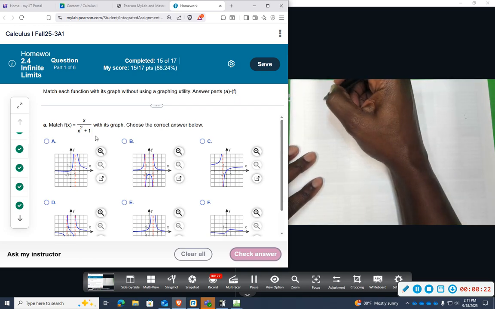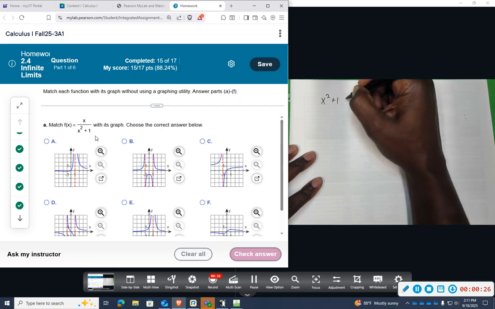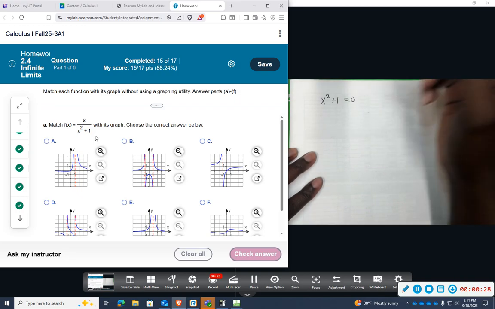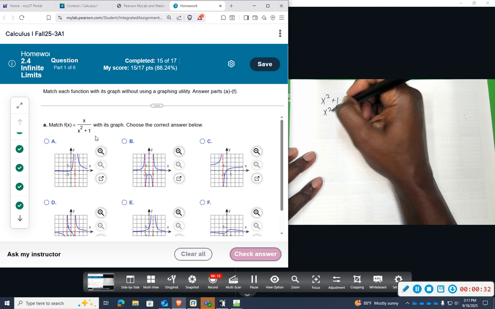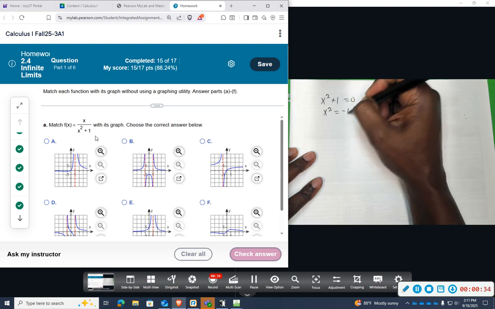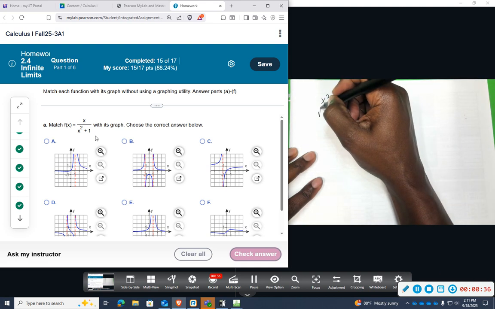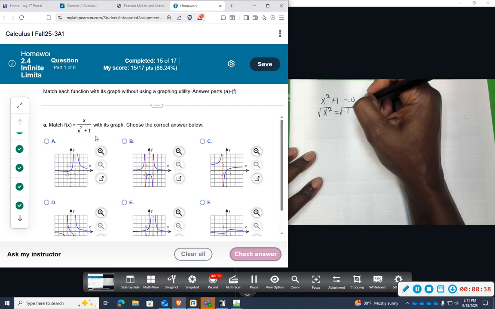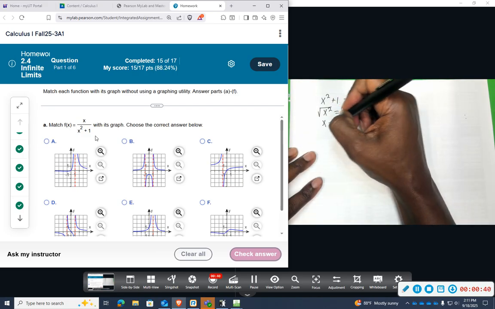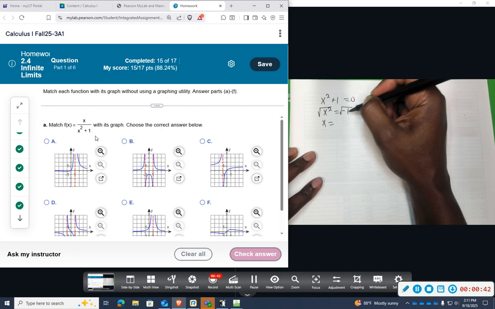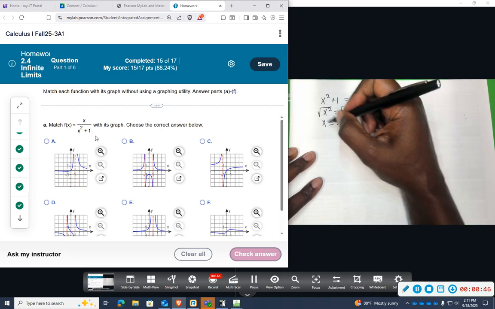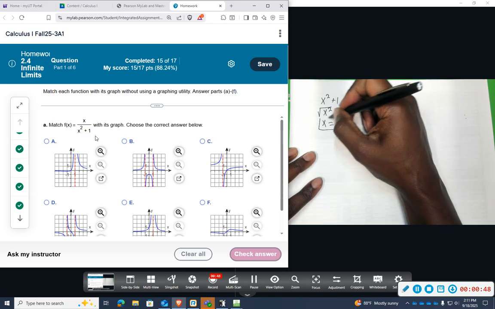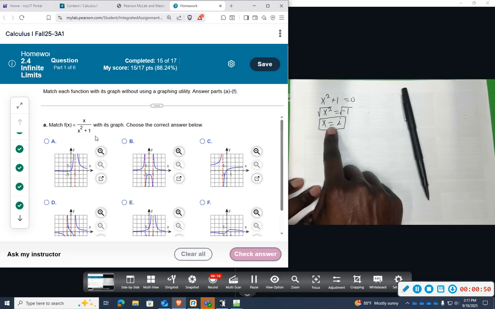This function has a denominator of x squared plus 1. We're going to set this equal to 0 and solve for x. So we would subtract 1, which gives us x squared equals negative 1. Then we take the square root of both sides, and we cannot take the square root of negative 1. That will give us just an imaginary number, or an i. And so that means we don't have any vertical asymptotes on this graph.